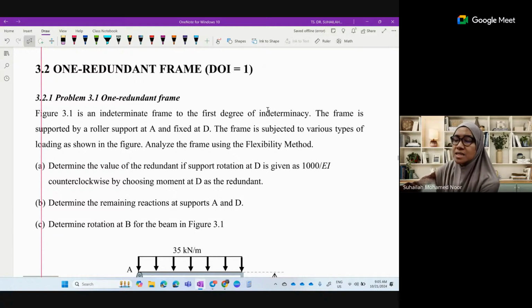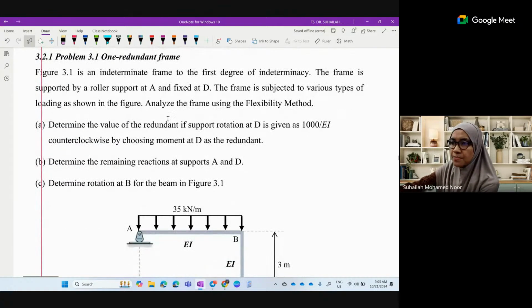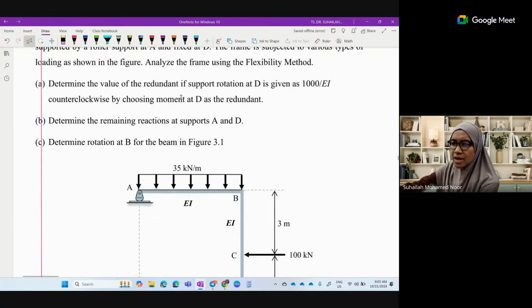This is external indeterminacy because the redundant comes from the support. The frame has a roller support and a fixed support. Then determine the value of the redundant if the rotation at D is given. When rotation at D is given in the question, it is actually a support settlement.